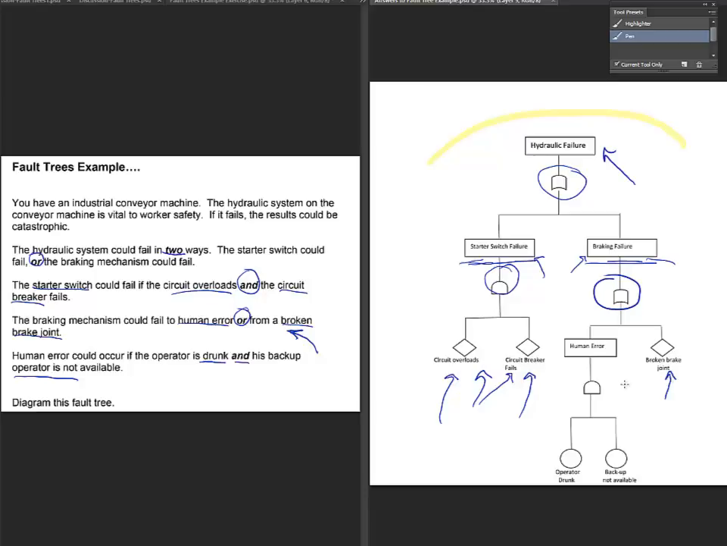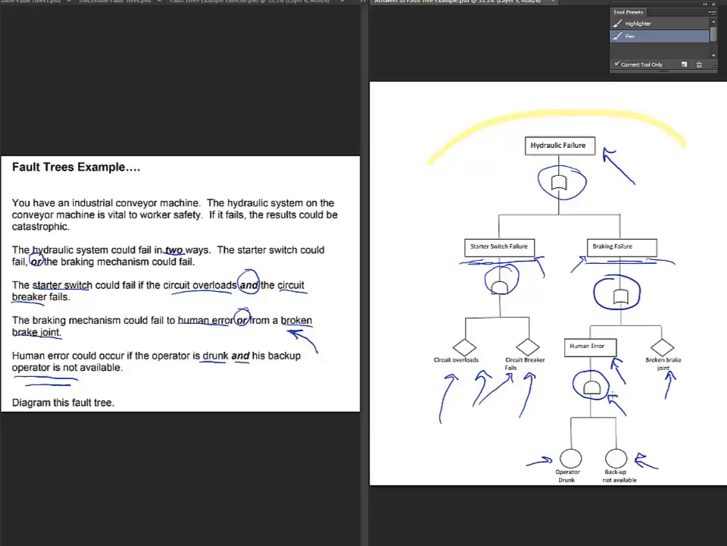Now, human error, we're going to look at that right now. And I showed you over here, human error could occur if the operator is drunk and his backup operator is not available. So this guy right here, he's a mess. Okay, this is: the operator is drunk and the backup is not available. Both of these events have to occur to cause a failure. So they occur together and we use an AND gate.